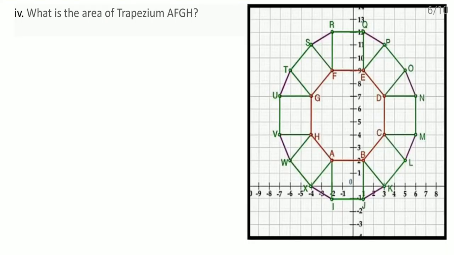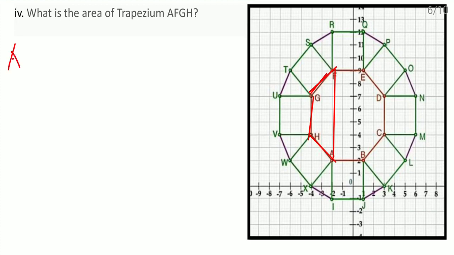Come to the fourth question. What is the area of trapezium AFGH? Now try to understand. This is the trapezium AFGH: this one here, this one, and this one. Okay, so this is the trapezium. We need to find out the area of it. So we should know the formula of a trapezium.